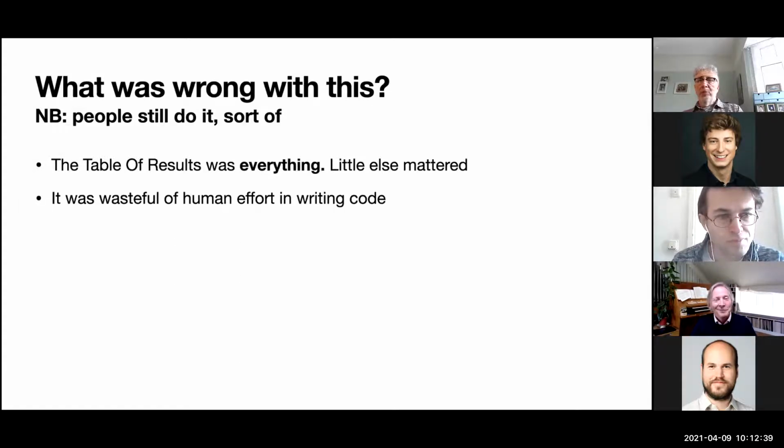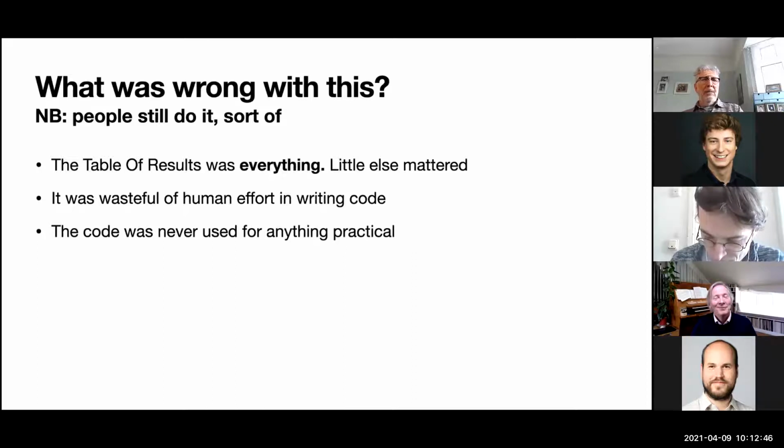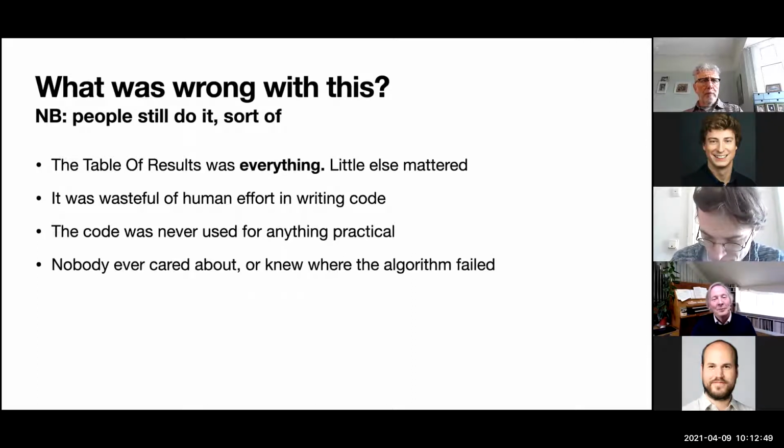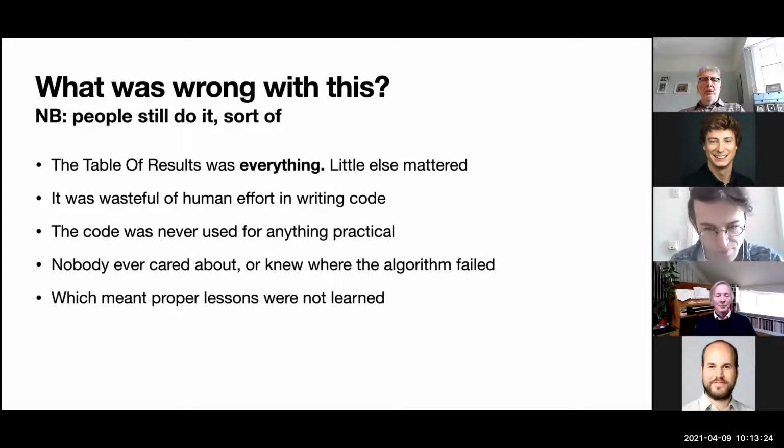And it was wasteful of human effort in writing code to do something that somebody might find use for, somebody like Dan. And the code was never used for anything practical. But most importantly, from my perspective as a scientist, nobody ever cared about or knew where the algorithm failed. So my algorithm might find 75% of onsets within a 10 millisecond window, and somebody else's might find 72% or 78%. But there were clearly going to be differences in which ones we found and which ones they found. And what could you learn from that? Well, people weren't interested. And that means you don't learn proper lessons from the research you're doing.